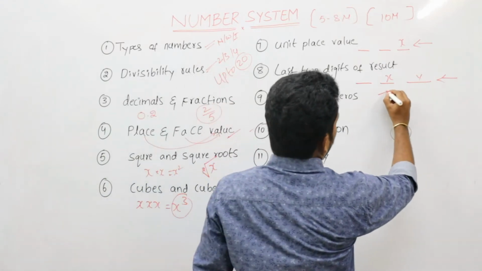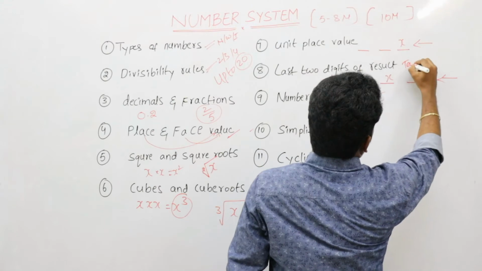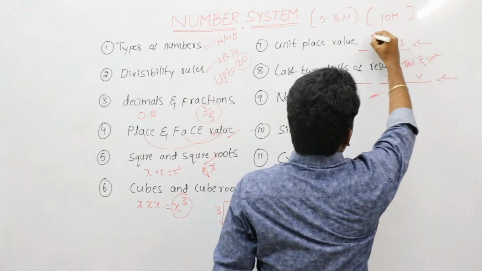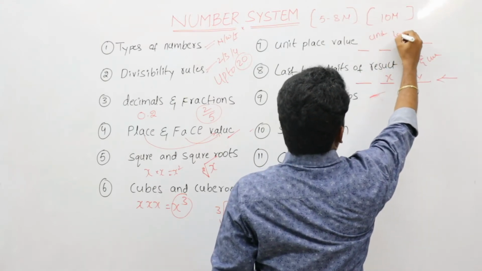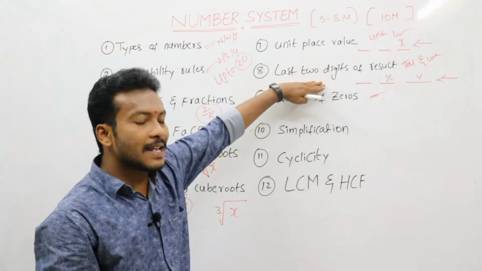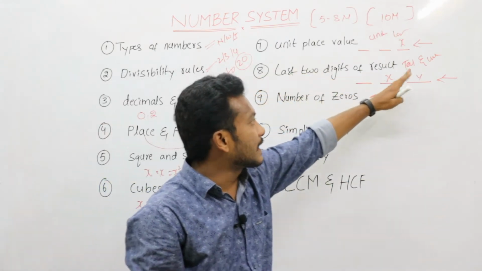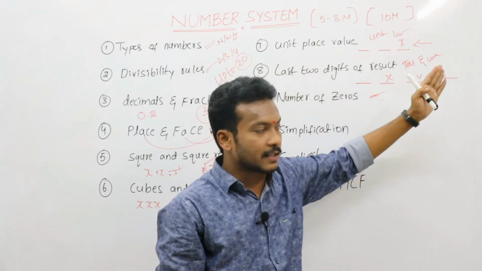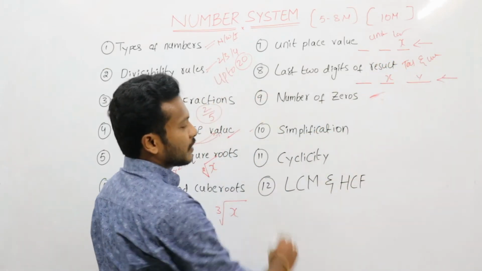That is tens and units place. Here it is only the units place or last digit. Last digit or units place, this one. This one is the last two digits, or tens and units place. Next, move to the number of zeros.